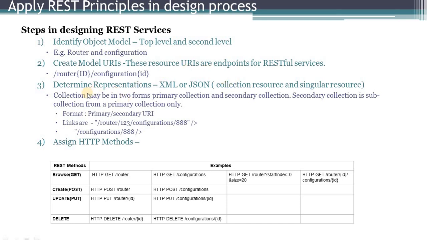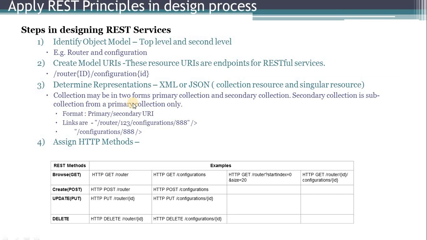Now as a third step, we need to determine the representation, because this representation will be transferred to the client, and that's why we say REST, representational state transfer. The existing state of the resources will be sent as a representation. As we understood, there might be two types of responses we might get: one is XML, the other one is JSON.